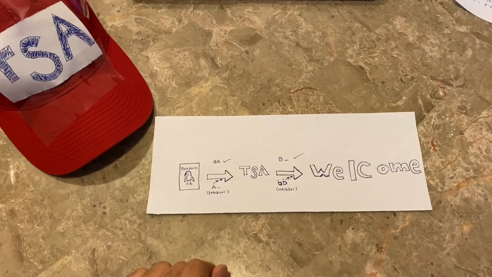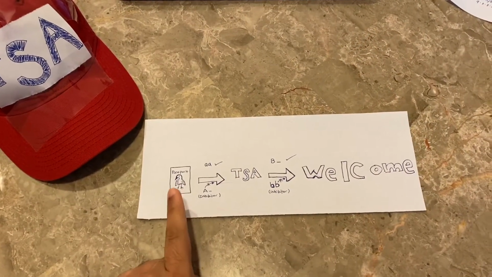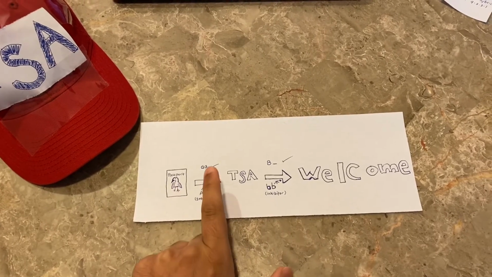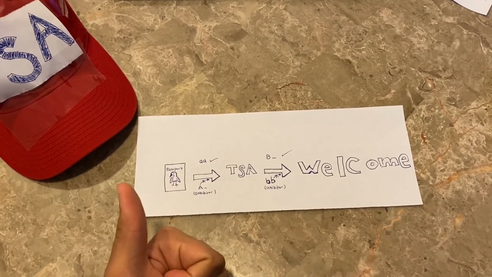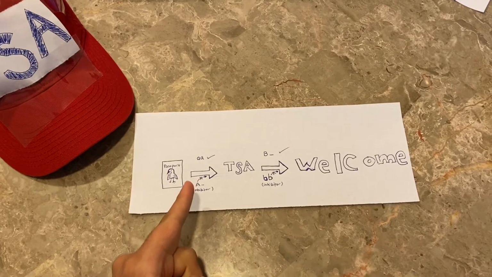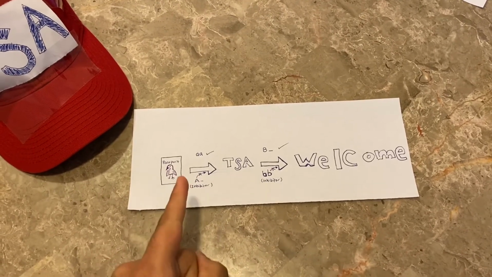Now, before we look at the passport, we must look at the protocol. You have the passport. Once you have the passport, you have the first gene. Little a will mean that you can pass through to TSA. Big A, anything, means that you are stuck at the airplane.